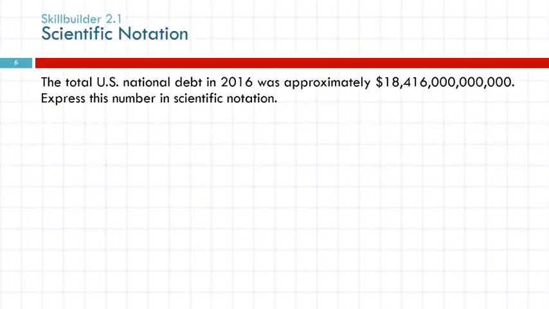So let's do an example here. The total U.S. national debt in 2016 was approximately that number. Right? That's a really big number. Express this number in scientific notation. So we're going to write it as a number between 1 and 10. So here's our number, 18416, and we'll just leave off all those zeros at the end. To make this a number between 1 and 10, I need to put the decimal point after the first non-zero digit.